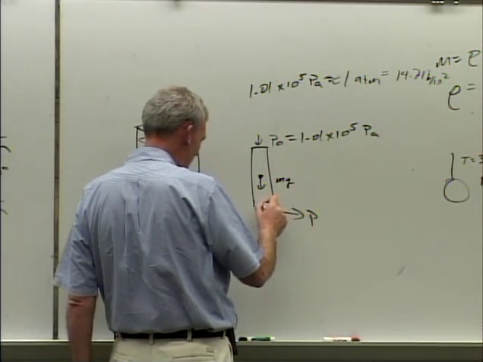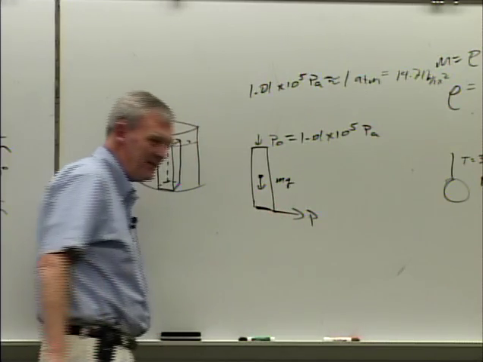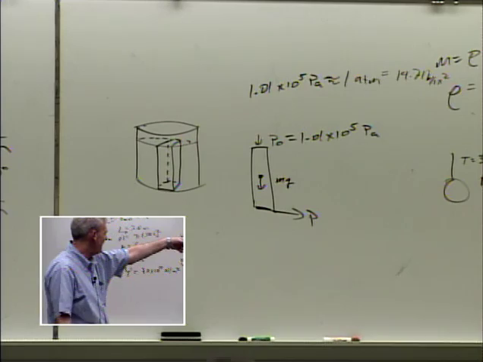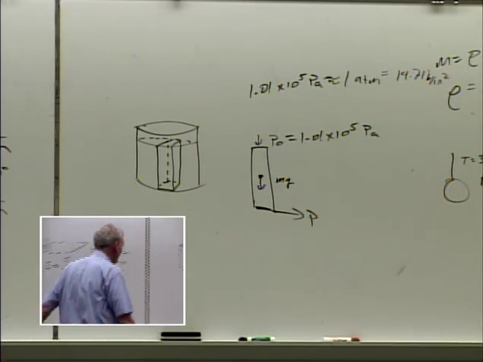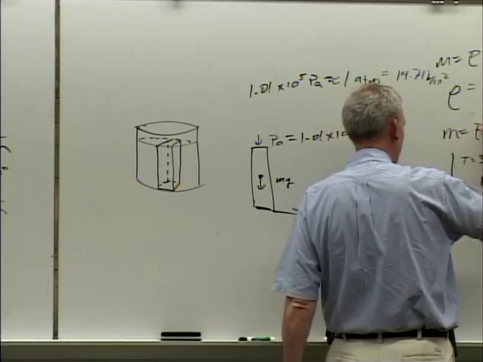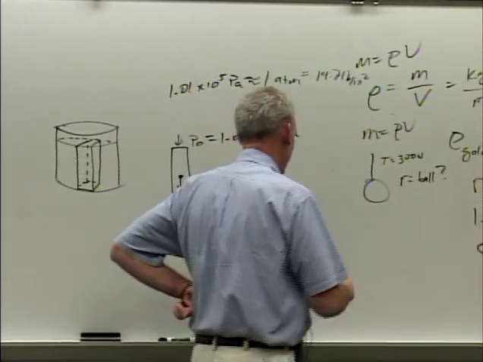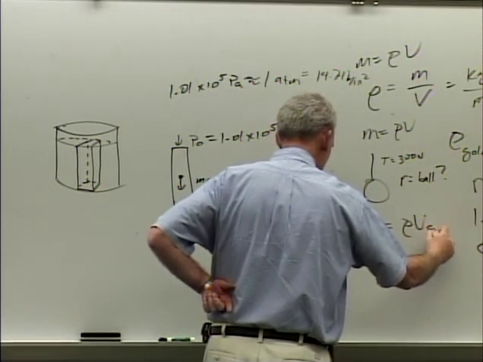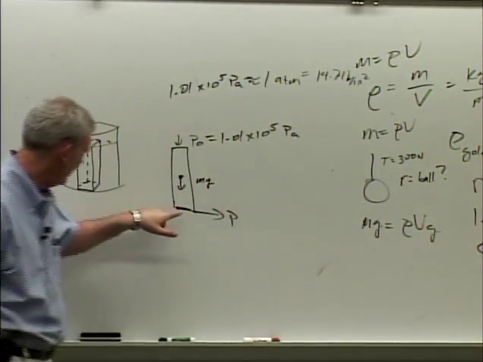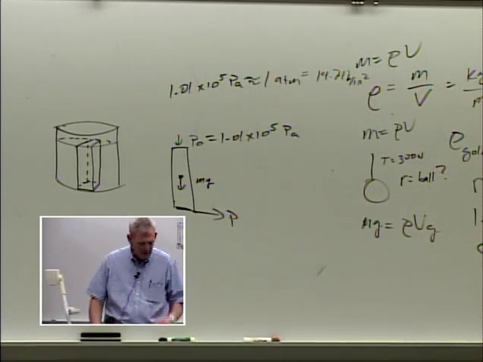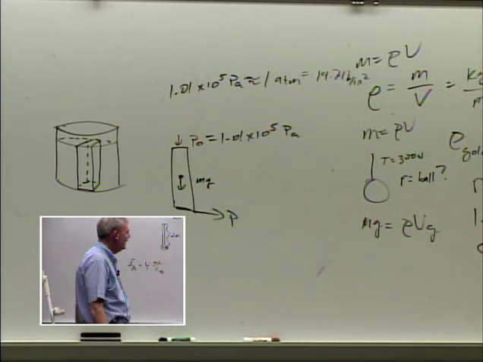So the actual weight that it feels down here, the force that it feels down there, is rho times v, which is what we got from over here, because we know that mass is equal to rho v. And so mg equals rho v times g. Right down here. And this is water, so rho is 1,000 kilograms per meter cubed.